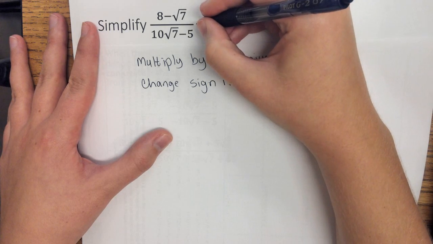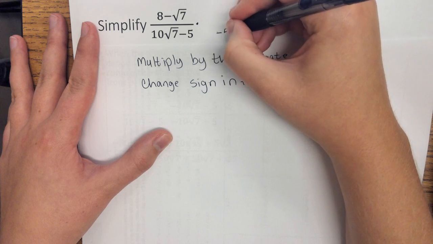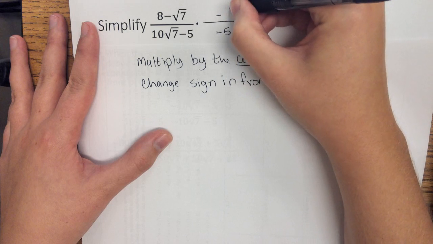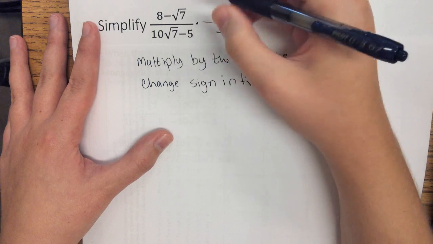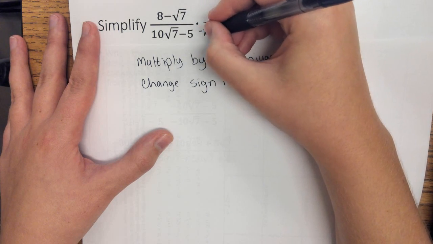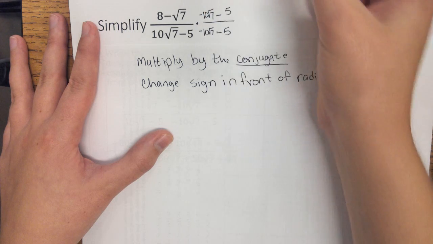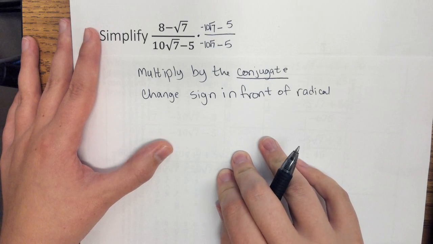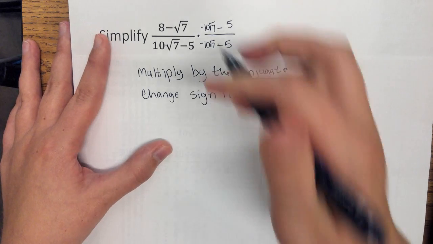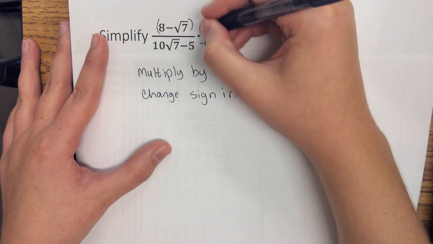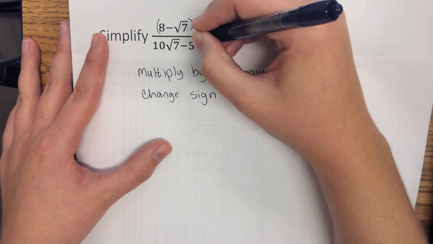So I'm still going to have this minus 5 because that doesn't have a radical in it. But this 10 square root of 7 needs to be a negative 10 square root of 7. So that's what makes it the conjugate, is that the sign in front of the radical has changed. Now we have an awful lot of distributing to do here, but you know how to multiply. We did that yesterday.